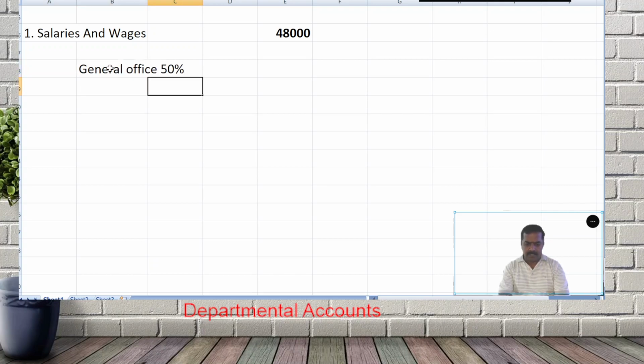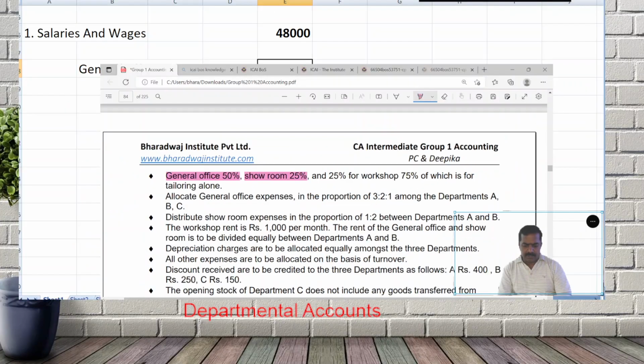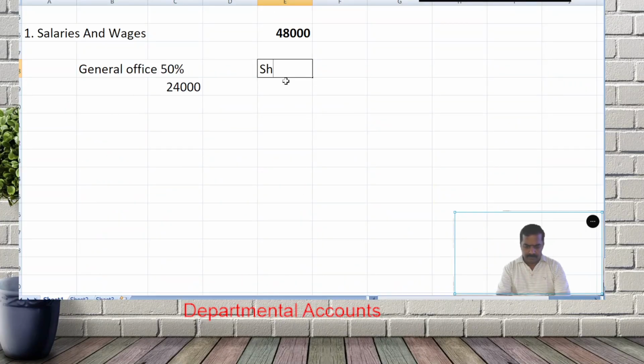அப்போ 50% போட என்ன வரும்? 24,000. அப்புறம் எவ்வளவு percentage is for showroom? 25% is for showroom. 25% என்ன வரும்? 12,000. Balance is for which one? Balance is for tailoring in the workshop.